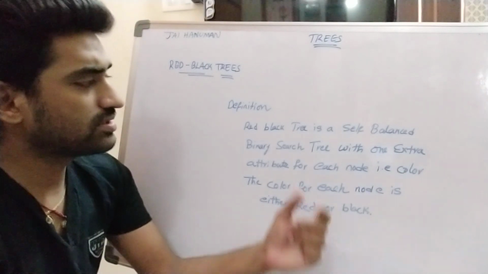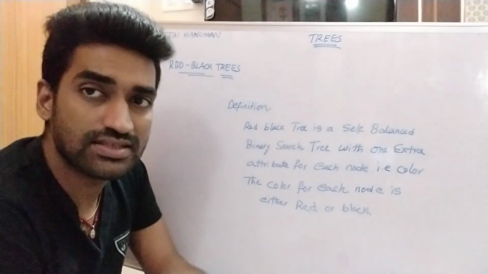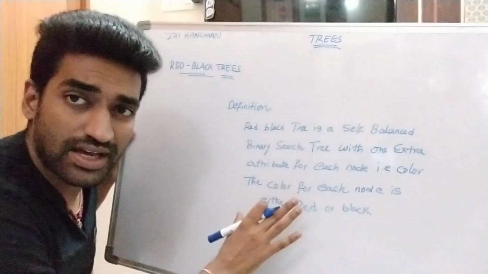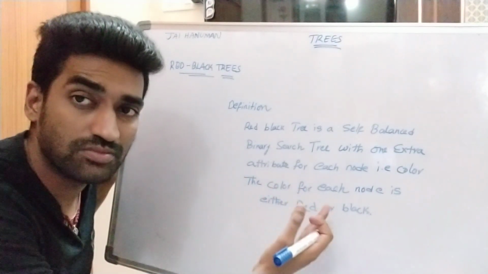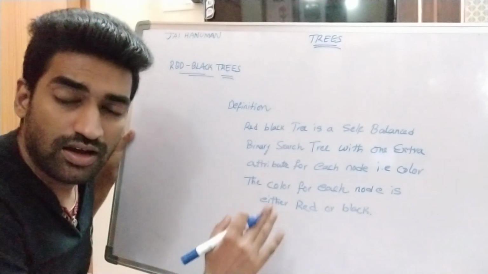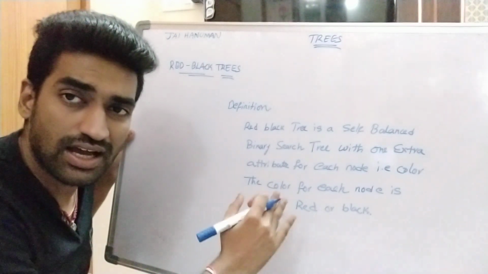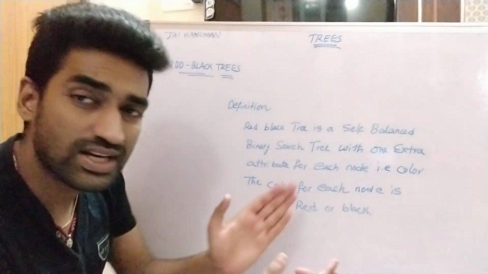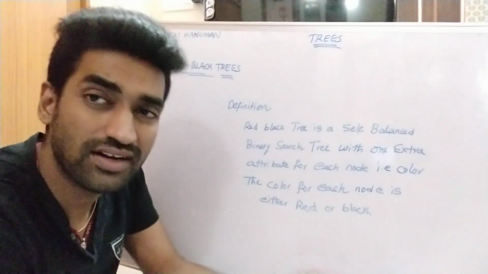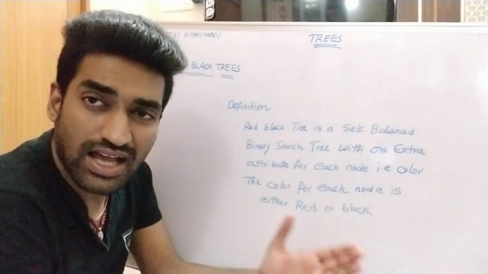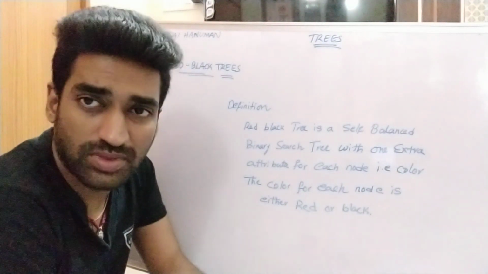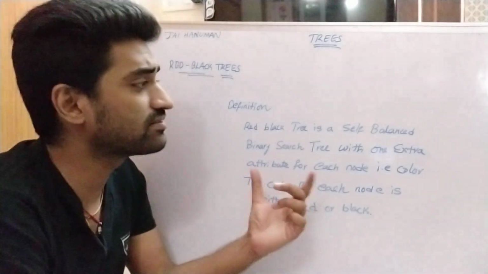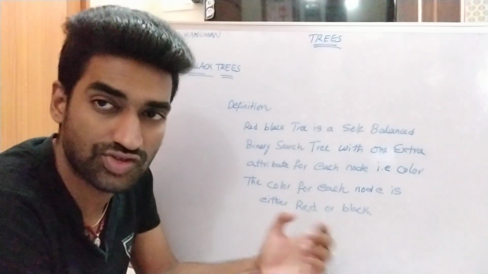Here one term is there, self-balanced binary search tree. What is the meaning of a self-balanced binary search tree? A self-balanced binary search tree is a height-balanced binary search tree which keeps the height automatically as small as possible when insertion as well as deletion operations are performed on red-black trees. That's why a red-black tree is a self-balanced binary search tree, right?